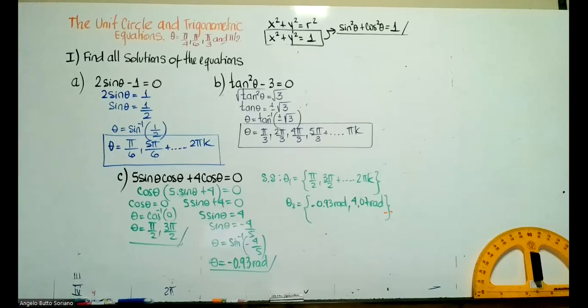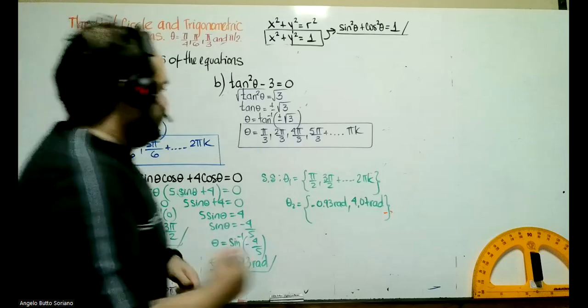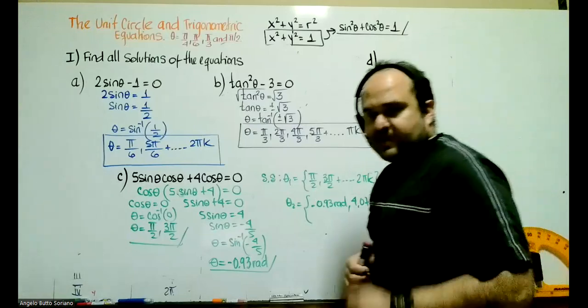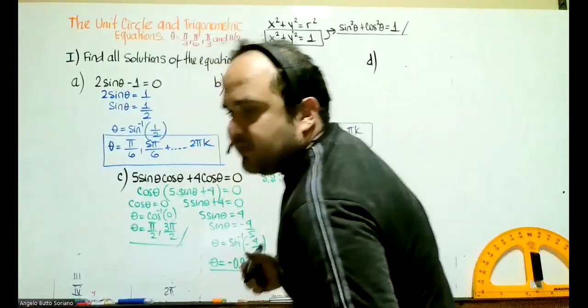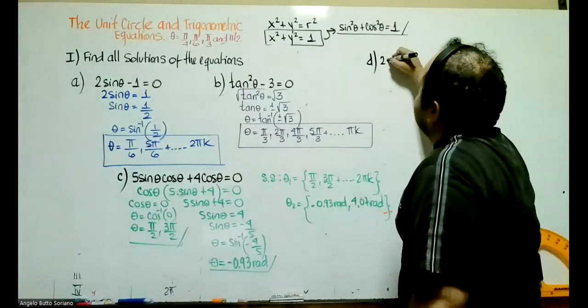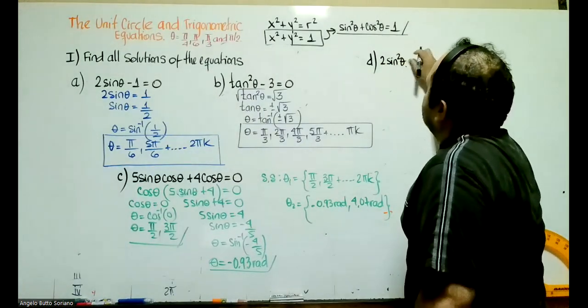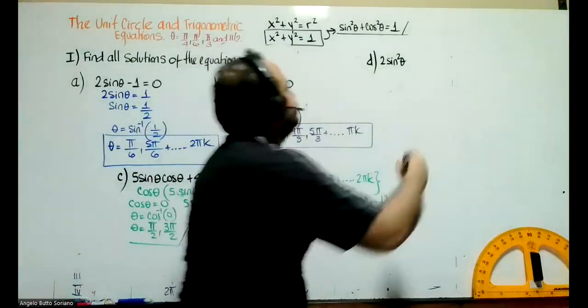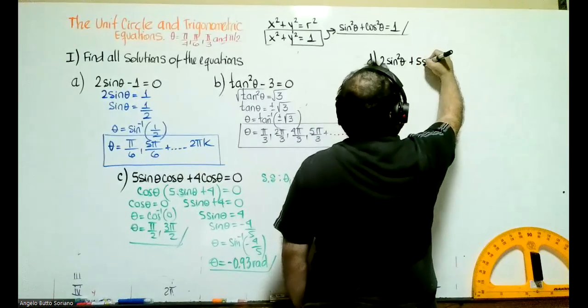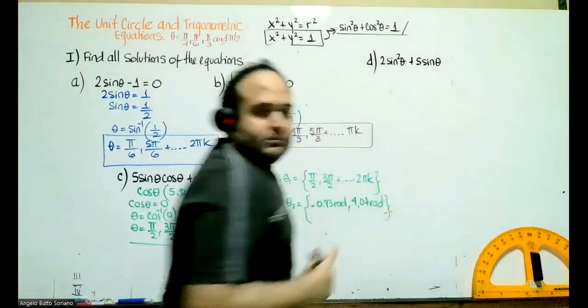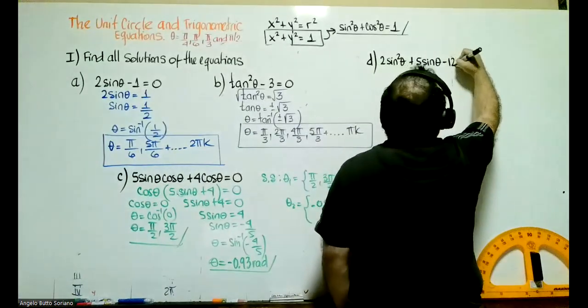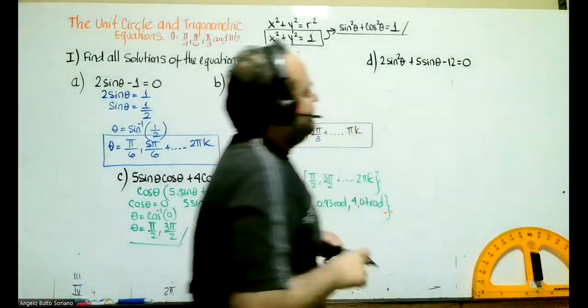So, we have a third example. For the third example, the letter D, the equation is given by 2 sine squared theta plus 5 sine theta minus 12, and this equation equals 0.